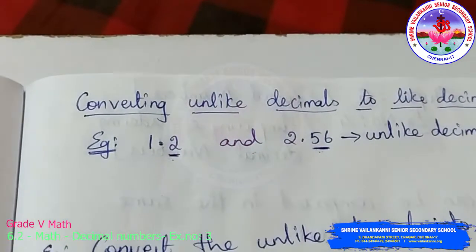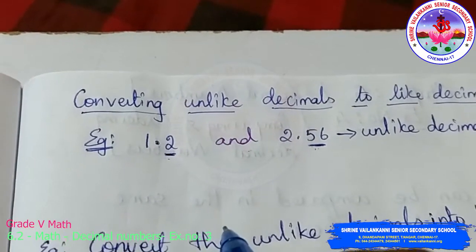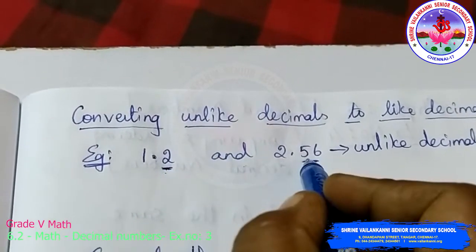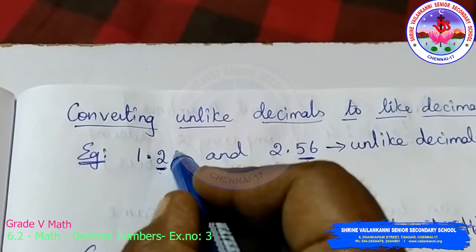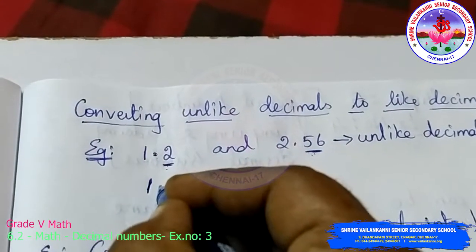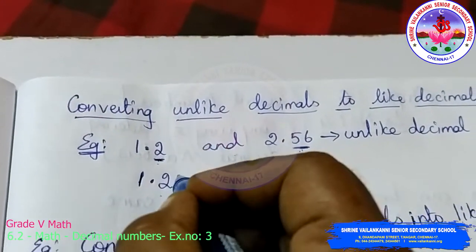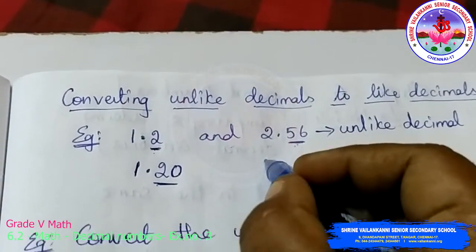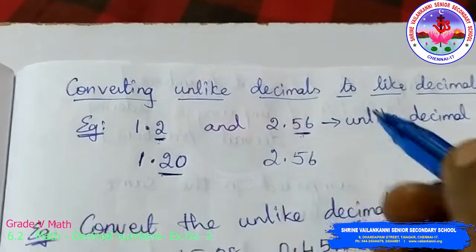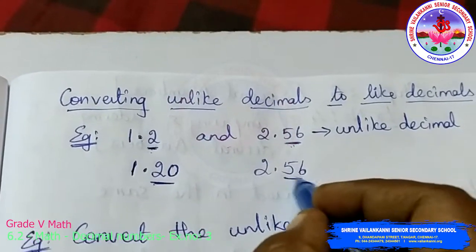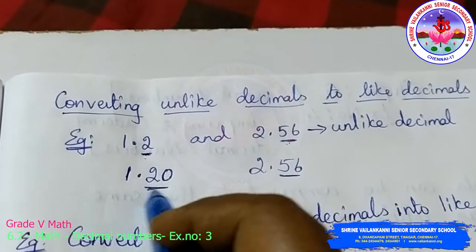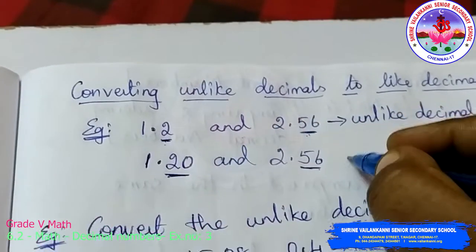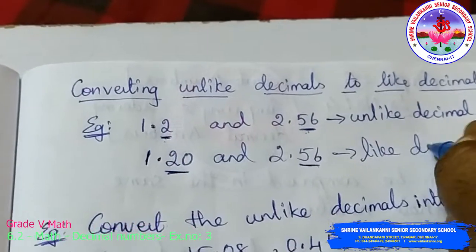So first we have to convert them into like decimal numbers. How to convert? By adding 0 at the end of the decimal places. Here only 1 decimal place is there, here it is 2 decimal places. So we have to make a change. 1.2, write as it is and add 1 zero to make 2 decimal places, and here write as it is, 2.56. Now after decimal 2 places, after decimal 2 places. Now these two numbers have become like decimal numbers.